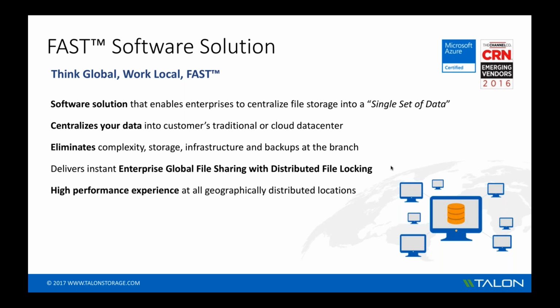As a result, customers want to eliminate complexity around storage, infrastructure, and backups at the branch. The way that we've accomplished that is by creating an intelligent file caching, software-based solution that runs on Windows Server. As a result, we've been able to deliver instant enterprise global file sharing with distributed file locking for these end users, because now everyone works on a single centralized authoritative data set and can experience a high performance experience at every location, because you're overcoming the challenges and constraints around latency and bandwidth provided by the Windows file sharing protocol.